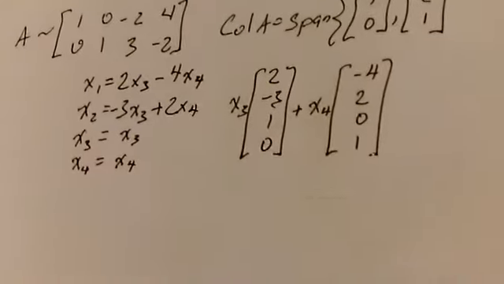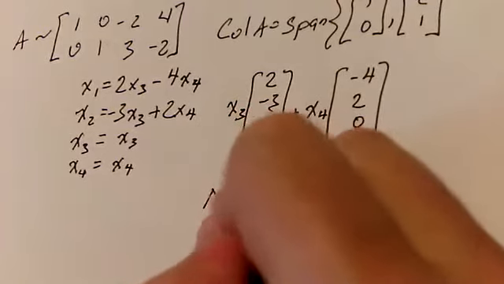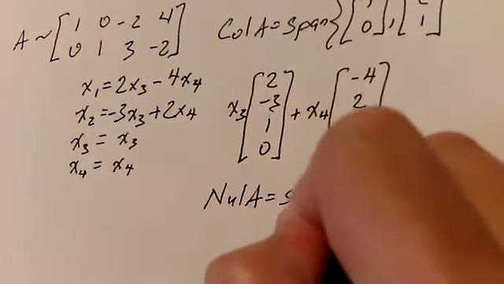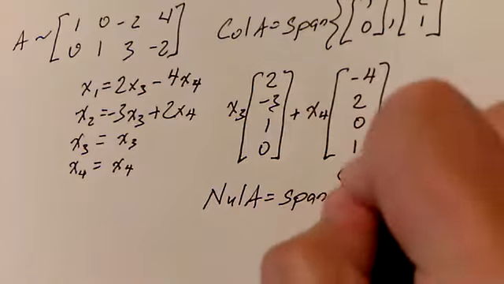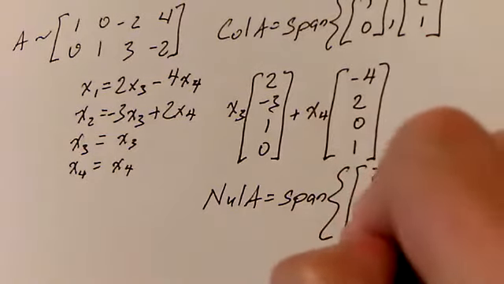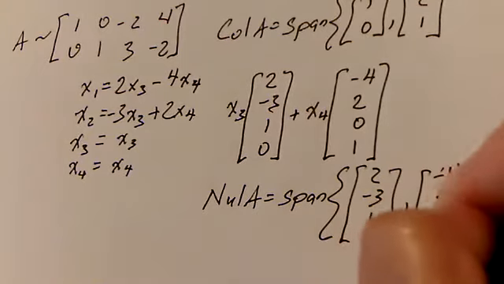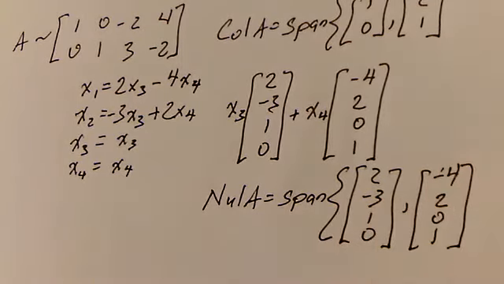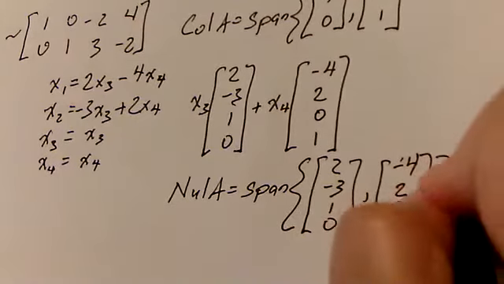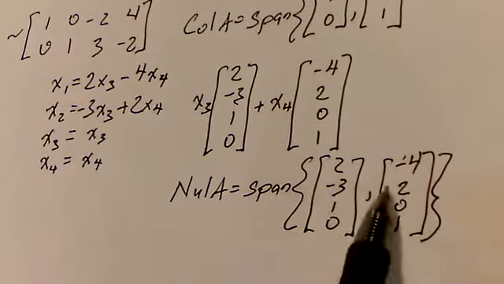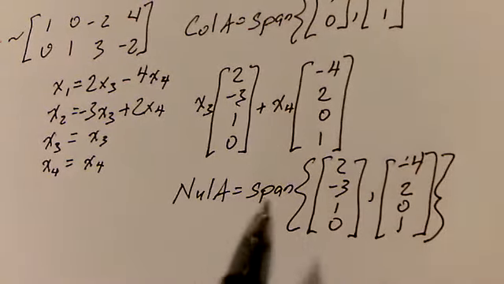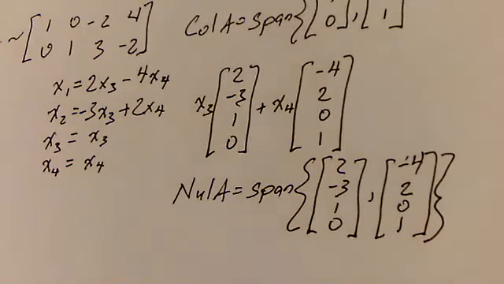Okay, so the null space of A then is the span of those two vectors. That gives us our spanning set for the null space. This also tells us, since this is the span of two vectors, that it's a subspace. So these are both subspaces.